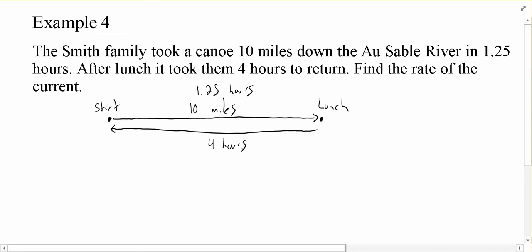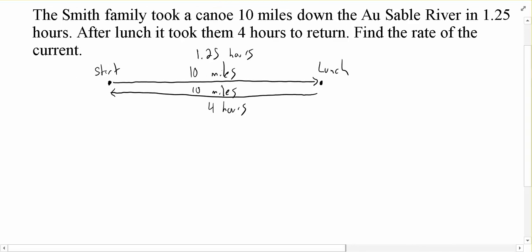Now in looking at this picture, the distance didn't change. The distance is 10 miles in each case. So the distance doesn't change, just the time. And the time makes sense: going downriver, you're going fast. If you got to fight the current the whole way back, you're going to be really tired and it's going to take a long time.